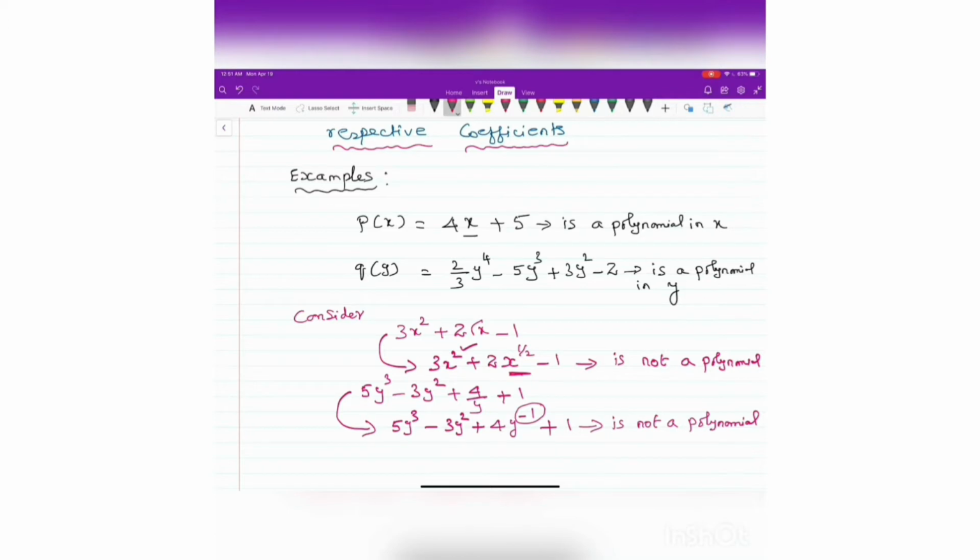Okay. The next one is degree of the polynomial. That's the second point, which you all already learnt, but let me recall. The second point is degree of the polynomial.